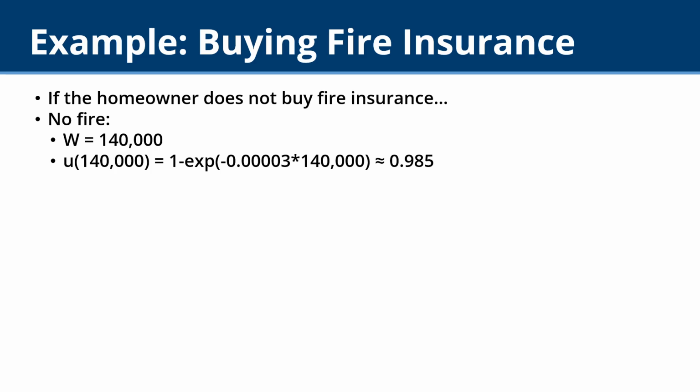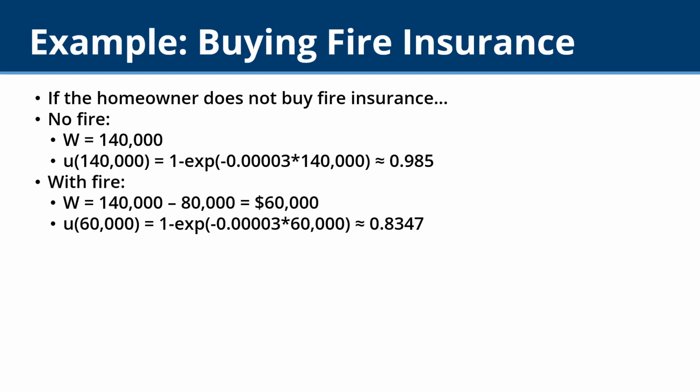Now, if there were a fire and the homeowner doesn't have insurance, then they would have to be responsible for the repairs, which in our case we assumed to be $80,000. So with fire, their wealth would decrease from 140,000 by $80,000, so your net wealth at the end will be $60,000. If you plug this into the utility function, we get 0.8347. Graphically speaking, you can draw out the probability tree here.